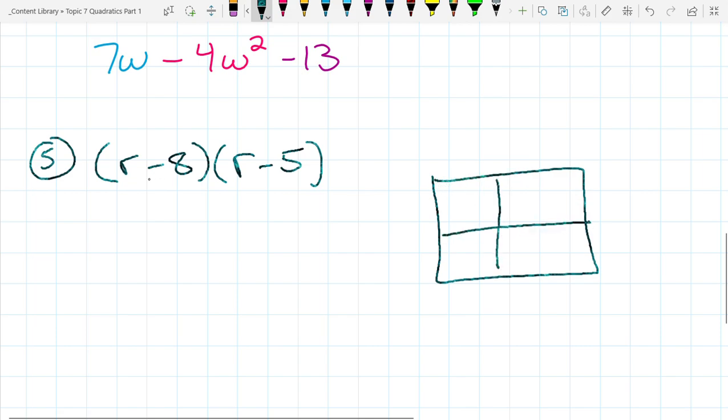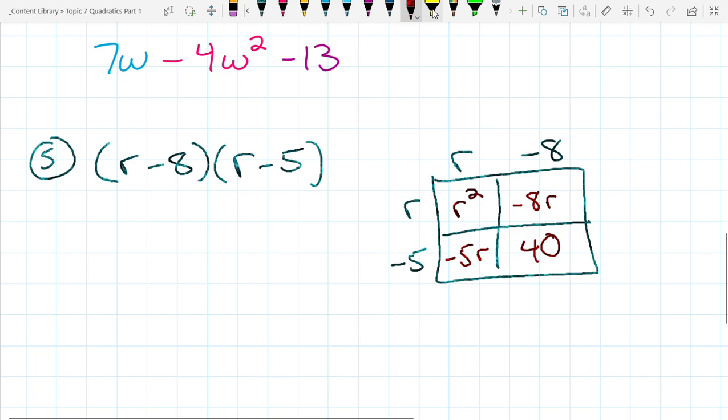The top of the box are your first two terms, so an r and a -8. The sides are your second two terms, your r and -5. And now you just do the multiplication. R times r is r squared. R times -5 is -5r. R times -8 is -8r. -5 times -8 is a +40.